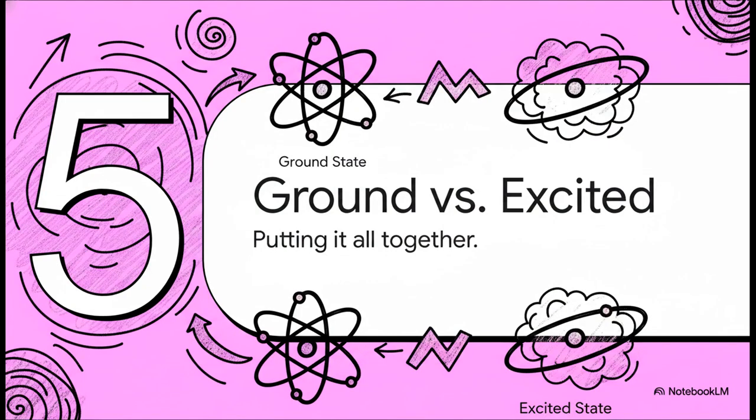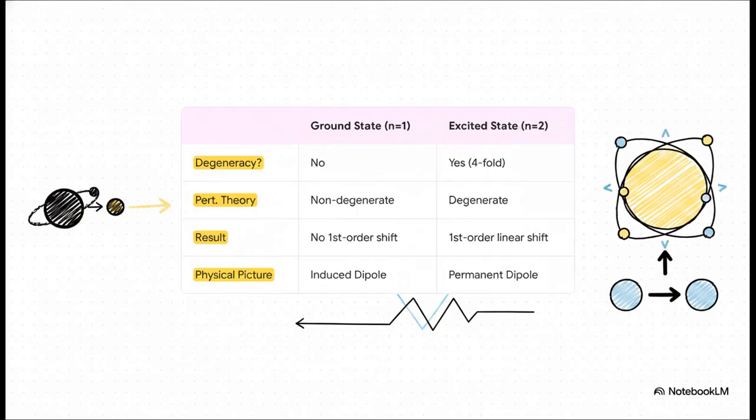Okay, we've been through a lot. Let's put it all on one page and do a direct comparison. This is really the heart of the whole story. This table is what you need to remember. For the ground state, n equals 1, there's no degeneracy. We use non-degenerate perturbation theory, and we find no first-order shift because of symmetry. The physical picture is a weak induced dipole.